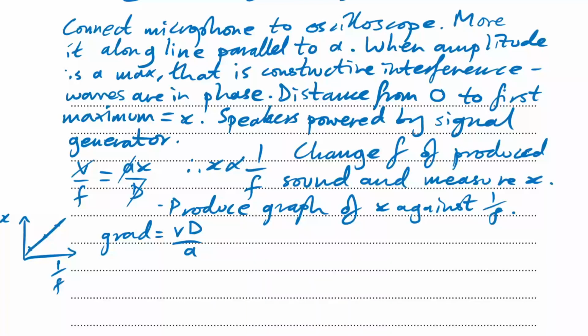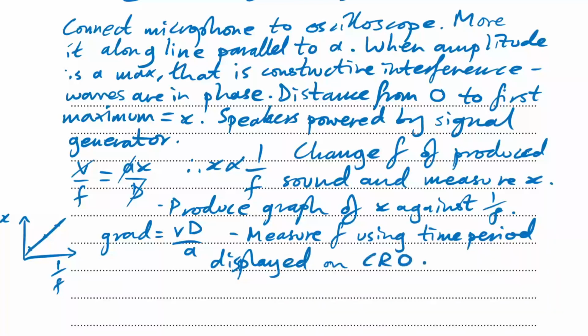A couple of things we could put as well. We could measure F using the time period displayed on the oscilloscope. And of course, when it comes to Young's double slit, we want the big D to be way, way larger than the slit separation. So I think that'll about do it. A couple of other things you could put as well. Have a look at the mark scheme, see what takes your fancy.